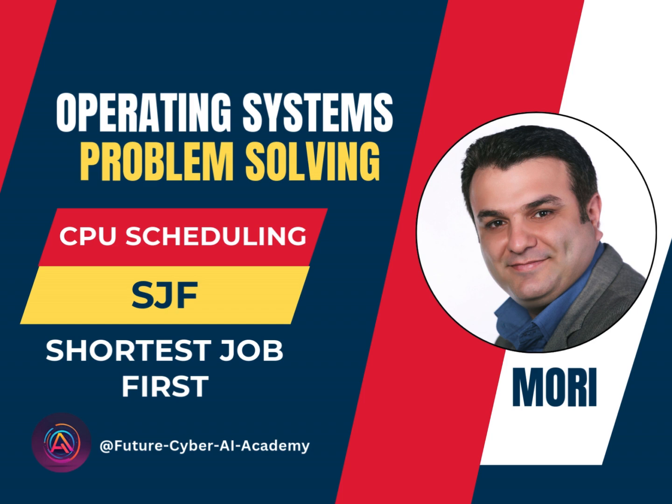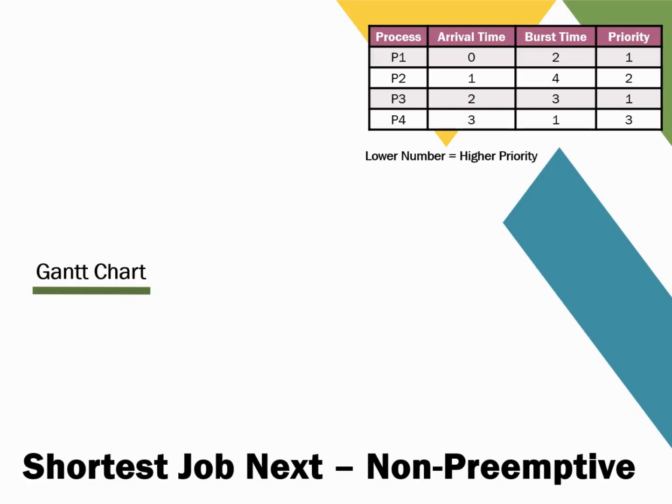So let's start some examples about SJF as a non-preemptive algorithm. In this video we want to talk about the shortest job next or shortest job first, which is a non-preemptive scheduling algorithm. The preemptive form of this algorithm is called shortest remaining time or SRT, which we talk about in another video. Now here, as you can see, we have a process.